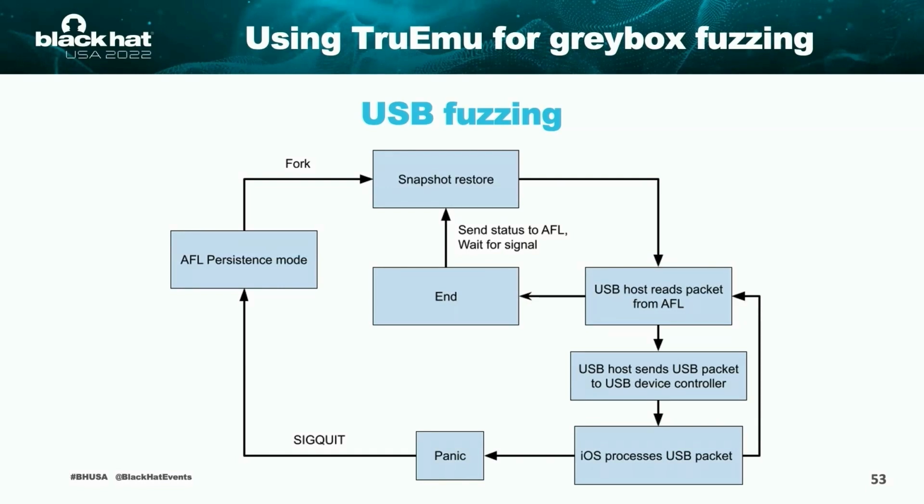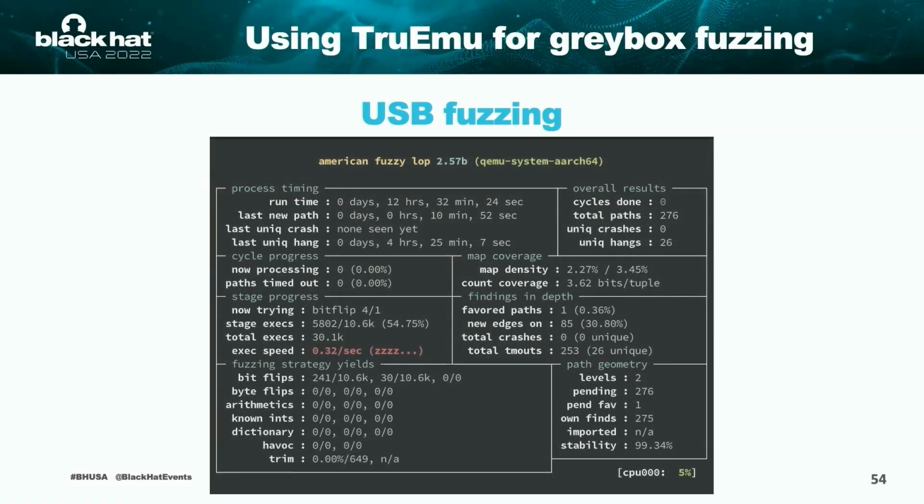If iOS panics, great, it will be reported to AFL. And if not, it will also be reported to AFL for statistics. And here's the AFL running USB fuzzing.